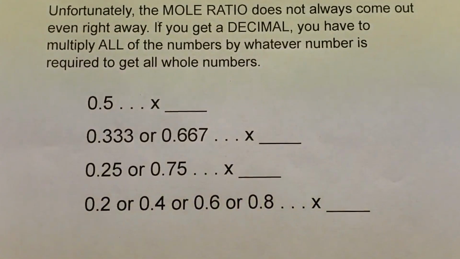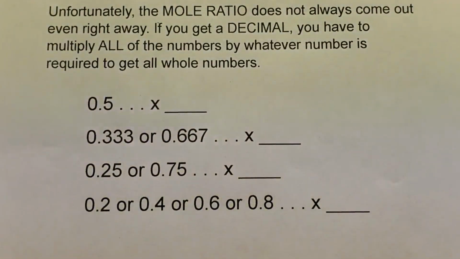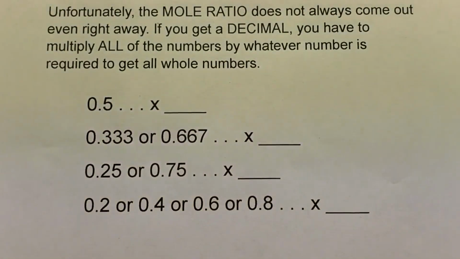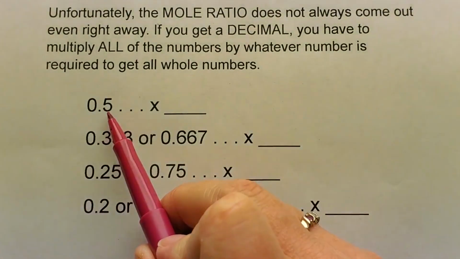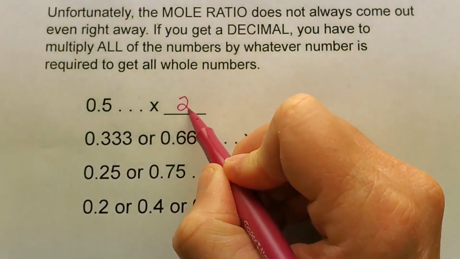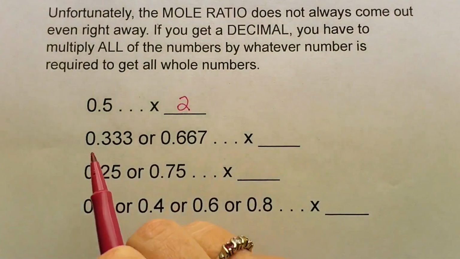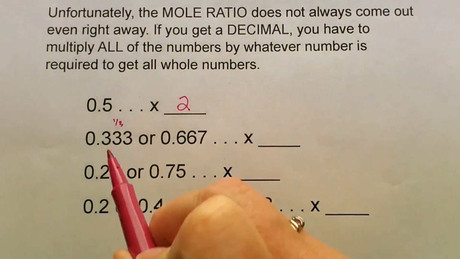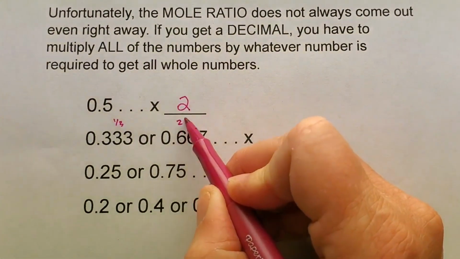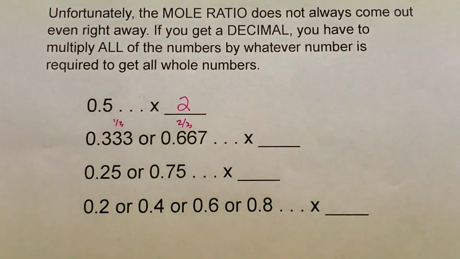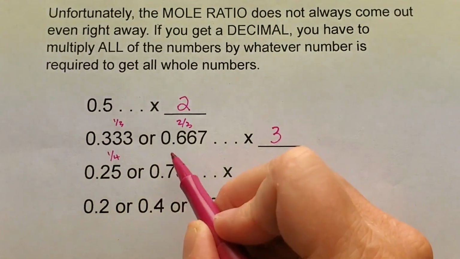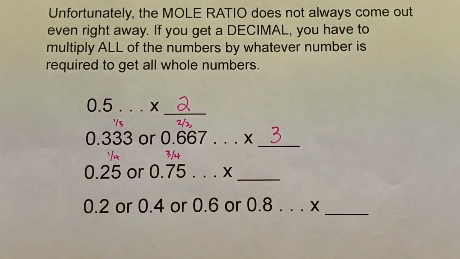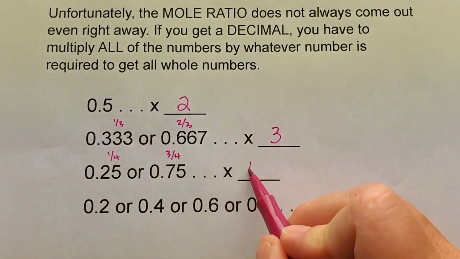Unfortunately, the mole ratio does not always come out even right away. If you divide by the smallest number of moles and you get a decimal, then you have to modify your numbers. And the way you do that is by multiplying all of them by a whole number. So, for example, if you get a decimal that is 0.5, 0.5 is 1/2, so you'd have to multiply by 2. If you get 0.333 or 0.667, then that's 1/3 and 2/3, so you'd have to multiply by 3. 0.25 is 1/4 and 0.75 is 3/4, so in that case you'd need to multiply by 4.